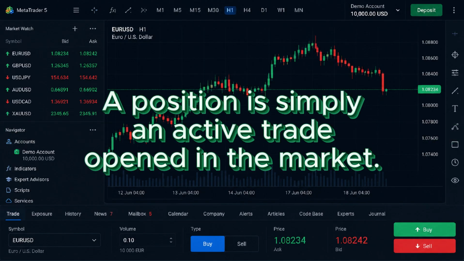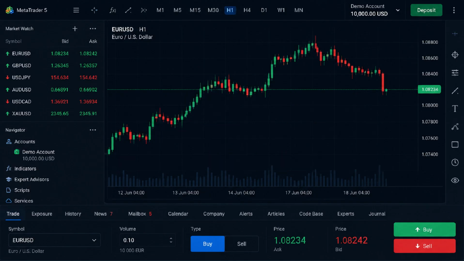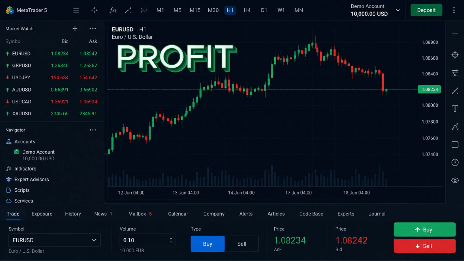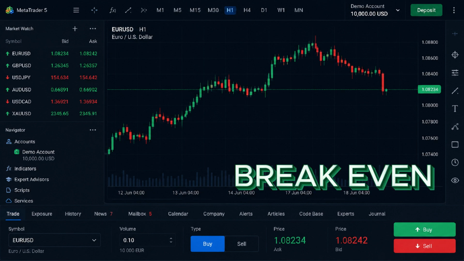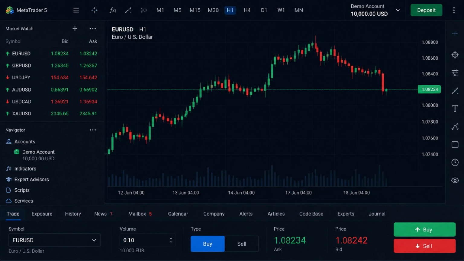A position in Forex is simply an active trade that you have opened in the market. The moment you buy or sell a currency pair, you have opened a position. That position remains active until you close the trade. It doesn't matter whether the trade is making a profit, making a loss, or sitting at break-even. As long as the trade is still open, you have a position in the market.